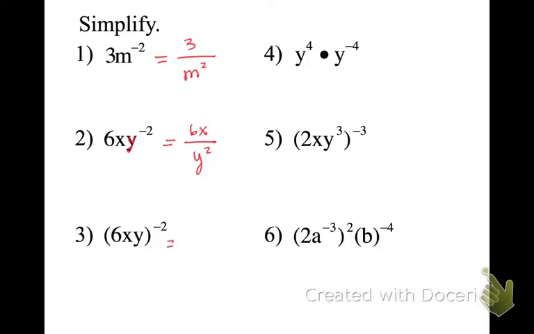Now, what's touching here? Everything. So everything drops down. 6xy, and it goes to the positive 2 power. What comes up is the 1. This simplifies to 1 over 6 squared x squared y squared, which is 1 over 36 x squared y squared. Pause the recording and try the next three on your own.